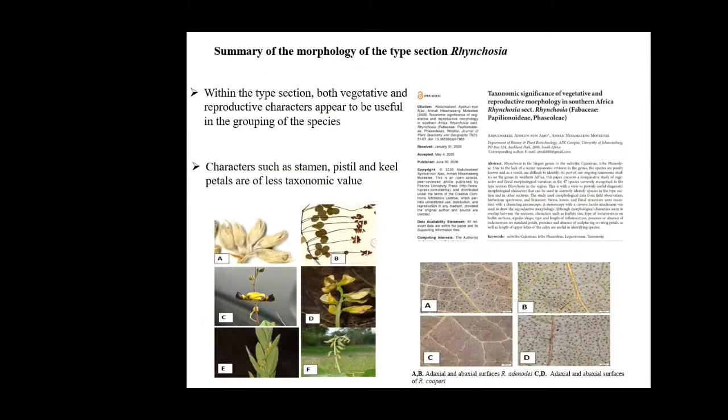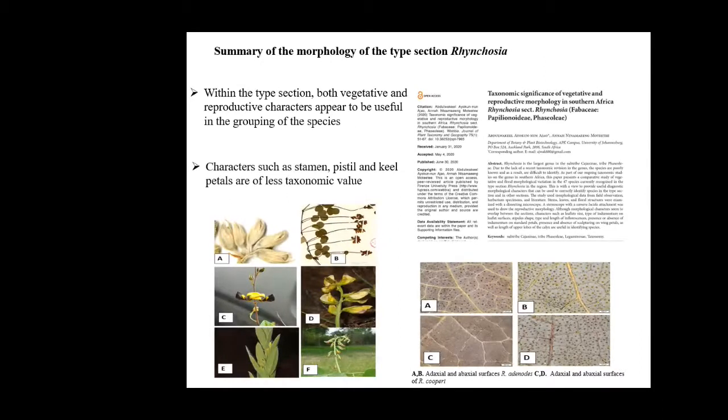Okay. So this is the summary of the morphology of the type section in Coarsehair. As you can see, within the type section, the reproductive and vegetative morphology are quite useful in separating the species. For example, looking at the inflorescences, in some plants the inflorescence is shorter than the leaves, while in some it is longer than the leaf. In some it is an umbel, while in some it is axillary racemes. So it varies greatly among the species of the type section.